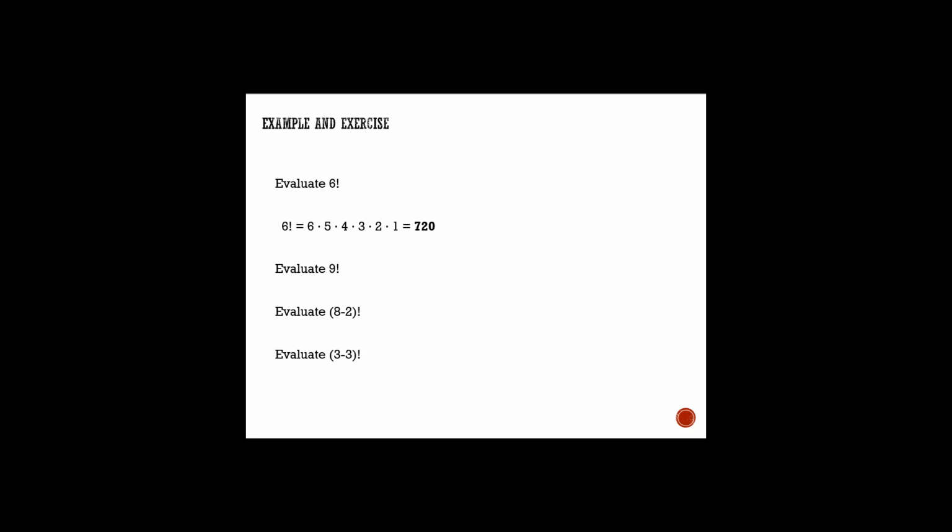So let's complete page 18 and see if you can get these factorials correct. First, look at 6 factorial. What is it? 6 times 5 times 4 times 3 times 2 times 1. Try it. You should get 720. Then evaluate 9 factorial the same way. Then look at 8 minus 2 factorial. Remember, do the math inside the parentheses first, and then complete the factorial. And finally, evaluate 3 minus 3 factorial.